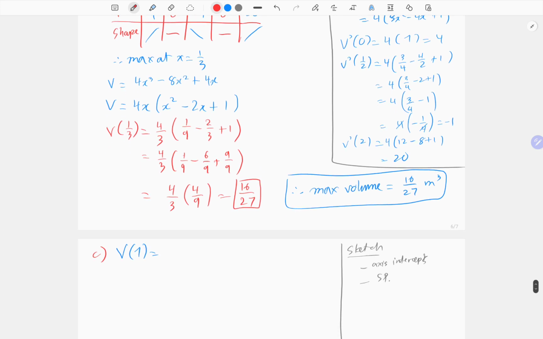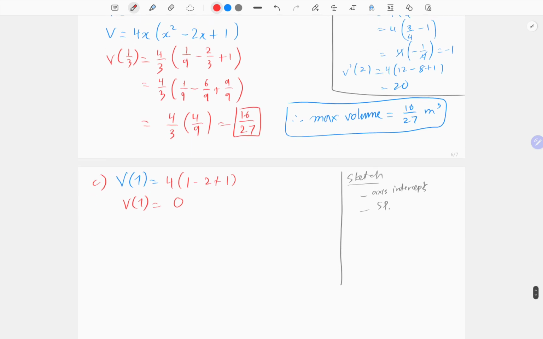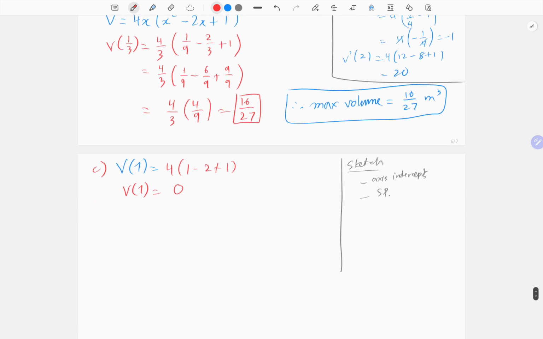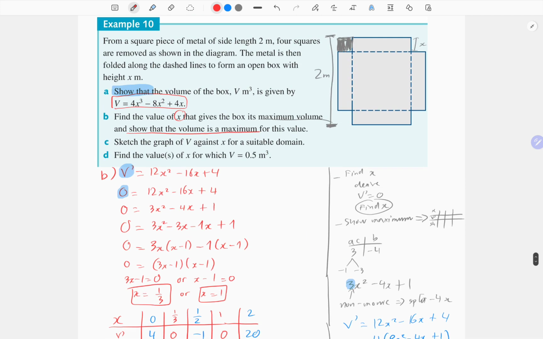So v of 1, again, sub into the factorized equation here. That would be 4, and then 1 minus 2 plus 1, which is 0. Oh, handy. The volume will be 0. So those are the two stationary points, and now we need to solve for the intercepts. What's the y-intercept?